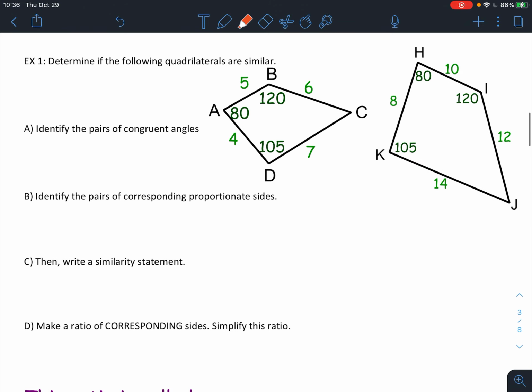So question 1 says, determine if the following quadrilaterals are similar. In order for them to be similar, all the angles would have to be equivalent. All right? So we have 80 and 80. Those are equal. 105 and 105. Those are equal. 120 and 120. Those are equal. And that means that the last angles also must be equal as well. In a quadrilateral, all the angles have to add up to 360. So if we subtract those 3 angles from 360, we would get 55 degrees for C and J.